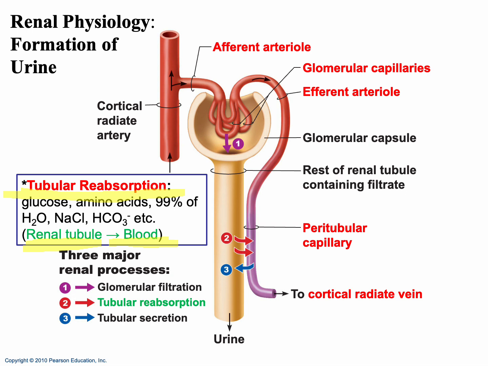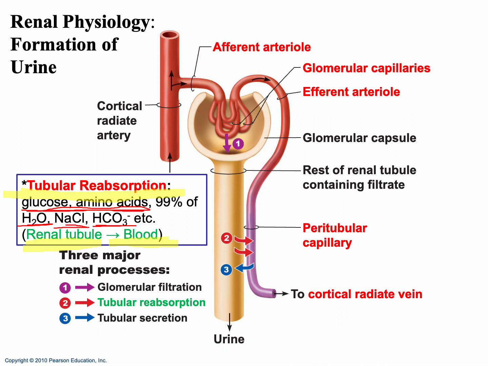We can kind of see that here. Some of these items are listed. Nutrients are critical. We don't want to lose these. So glucose, amino acids, water, possibly hold on to some salt, maybe bicarbonate, that very important weak base, and so on and so forth.